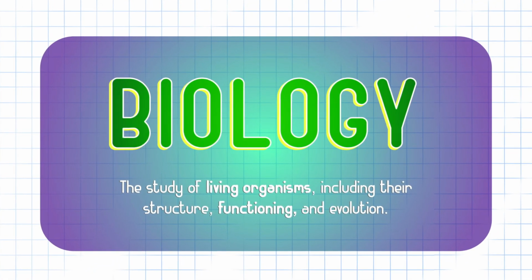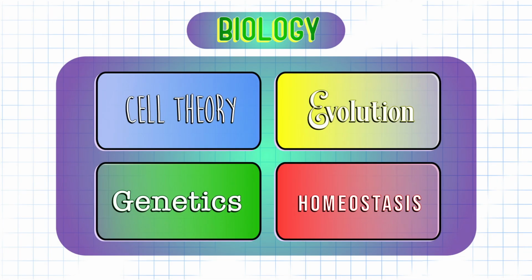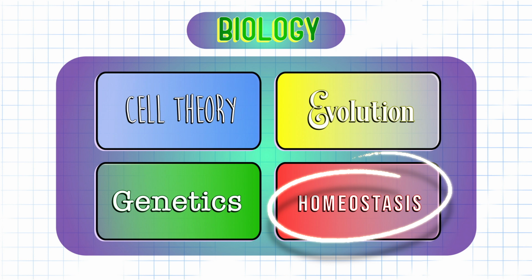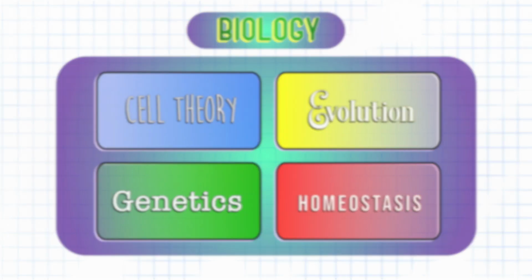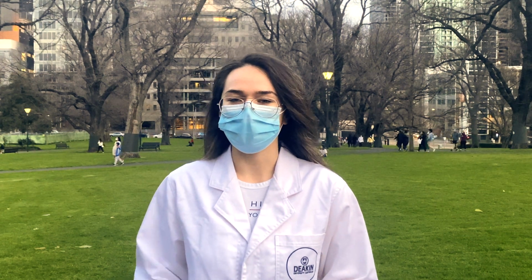Biology is a study of living organisms, including their structure, functioning, and evolution. Subdivisions of biology include homeostasis, which is concerned with maintaining balance within an organism against external factors, and blood pressure is a type of homeostatic regulation. How does blood pressure actually work?